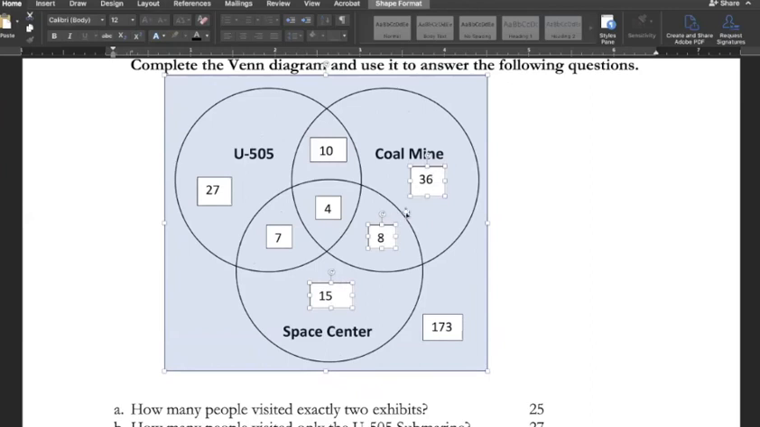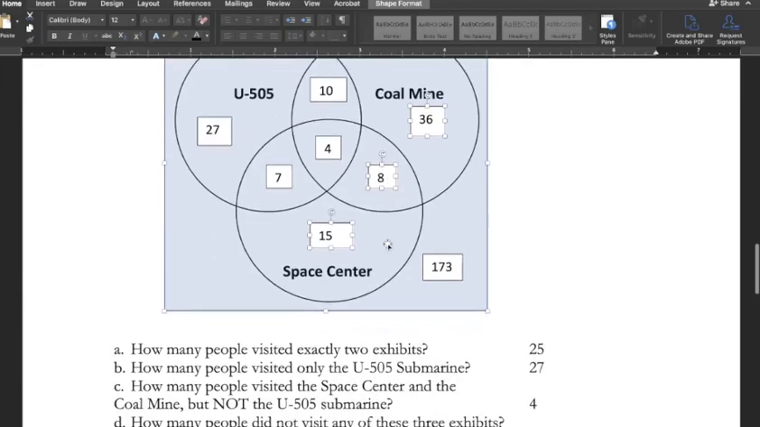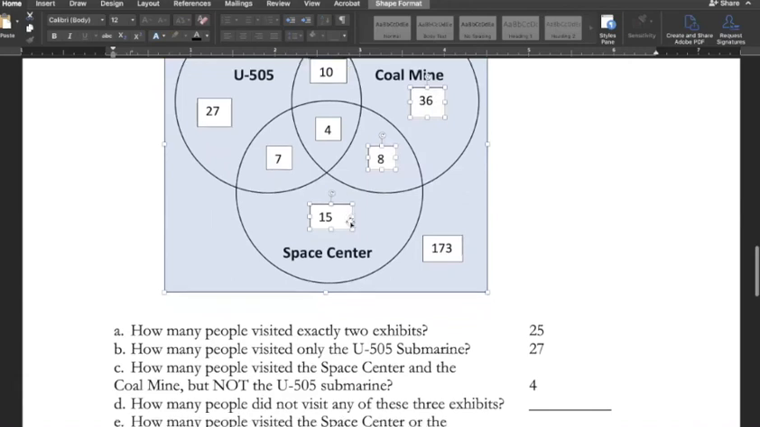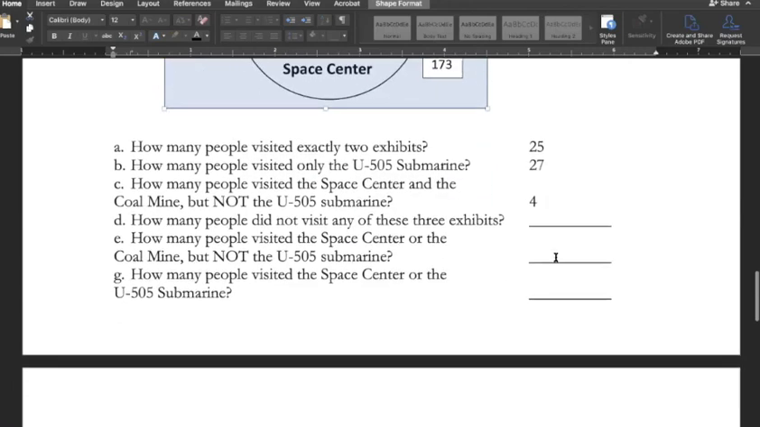These people visited the coal mine or the space center, or could mean both. If you ask these 8 people, did you visit the coal mine? They'd say yes. Did you visit the space center? They'd say yes. Okay, so they're included. So it's those 3 groups of people who visited the coal mine or the space center, but not the submarine. So that total would be 36 plus 8, that's 44, plus 15 is 59. So that answer right there would be 59.